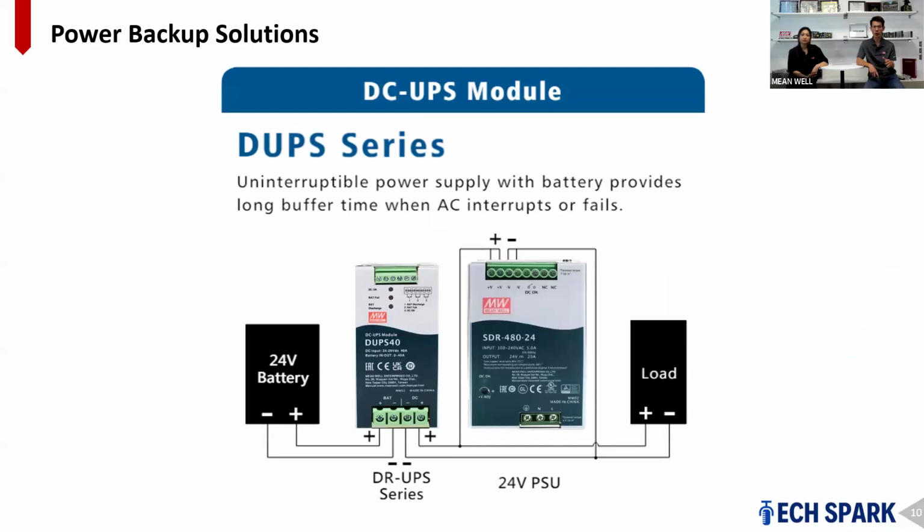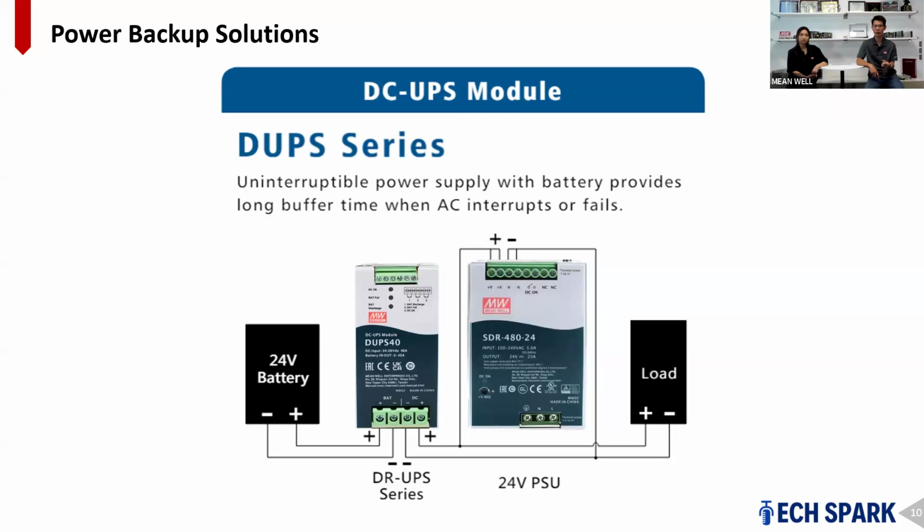And then as for the last one, which is the battery module, the DUPS 20 and 40, which stands for the uninterruptible DC UPS controller. So when the AC mains fails or is interrupted, the load will be immediately connected to the battery pack to avoid interruption and to ensure the continuous operation of the entire system.